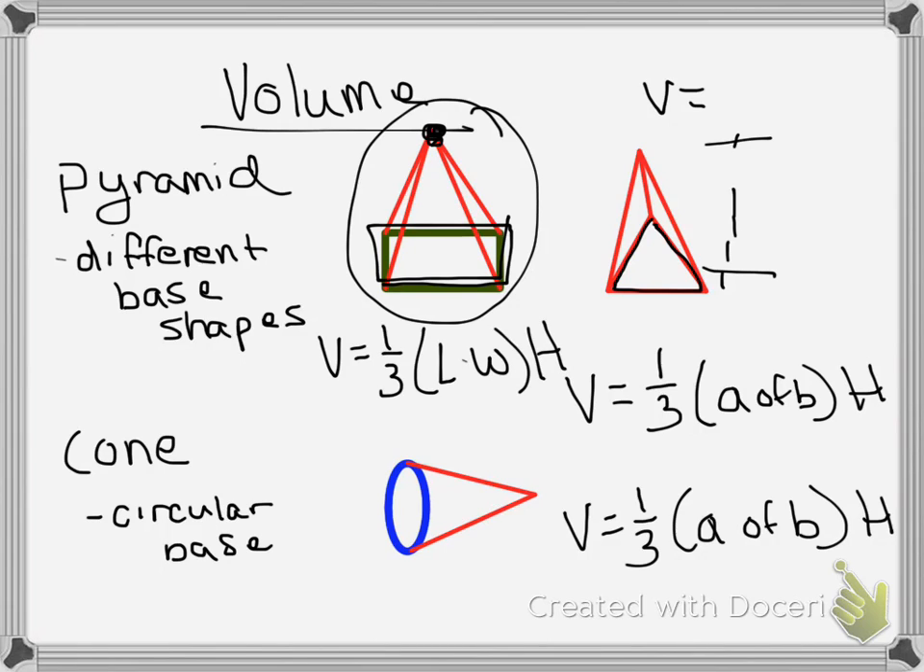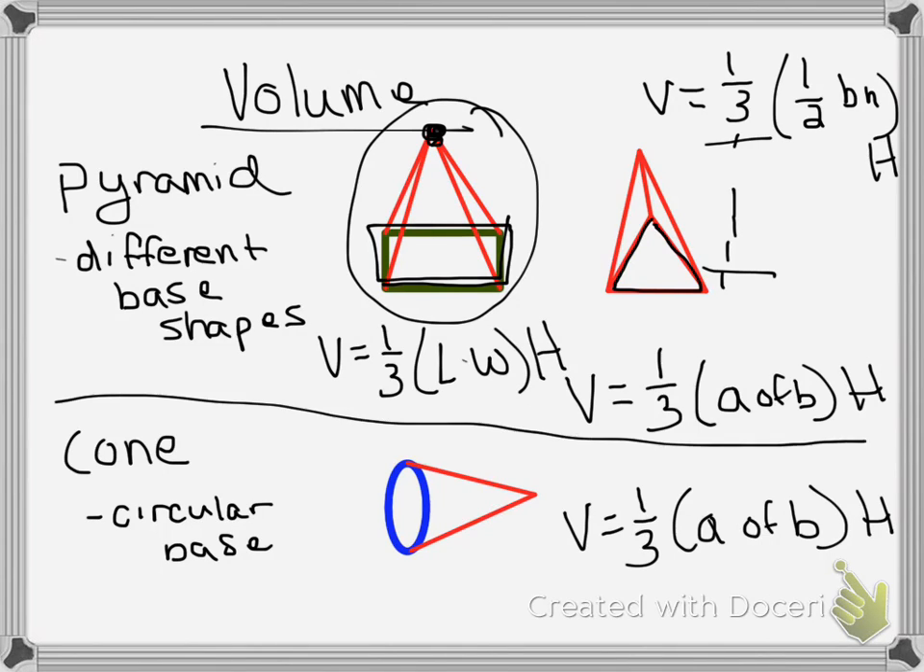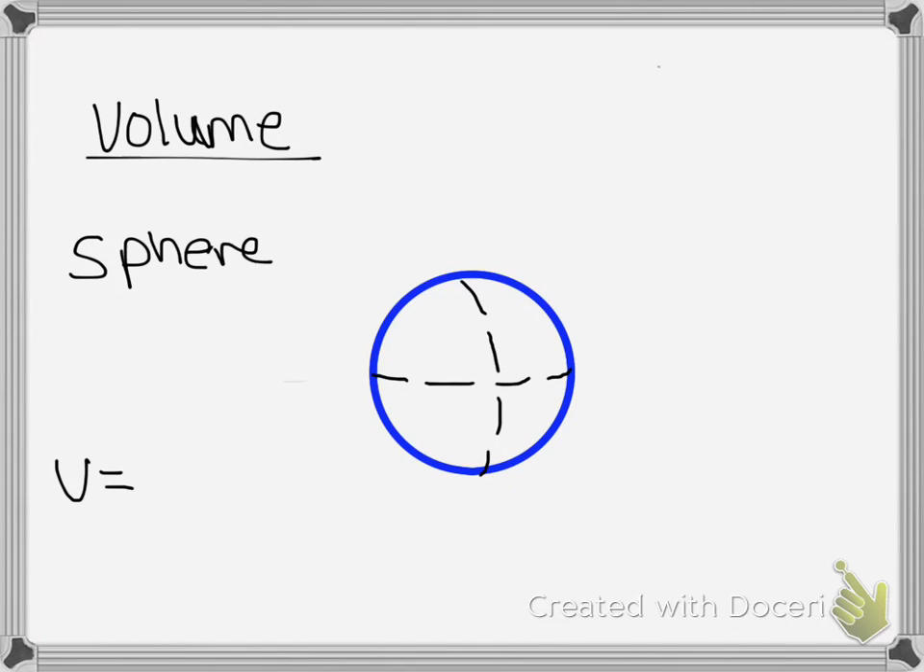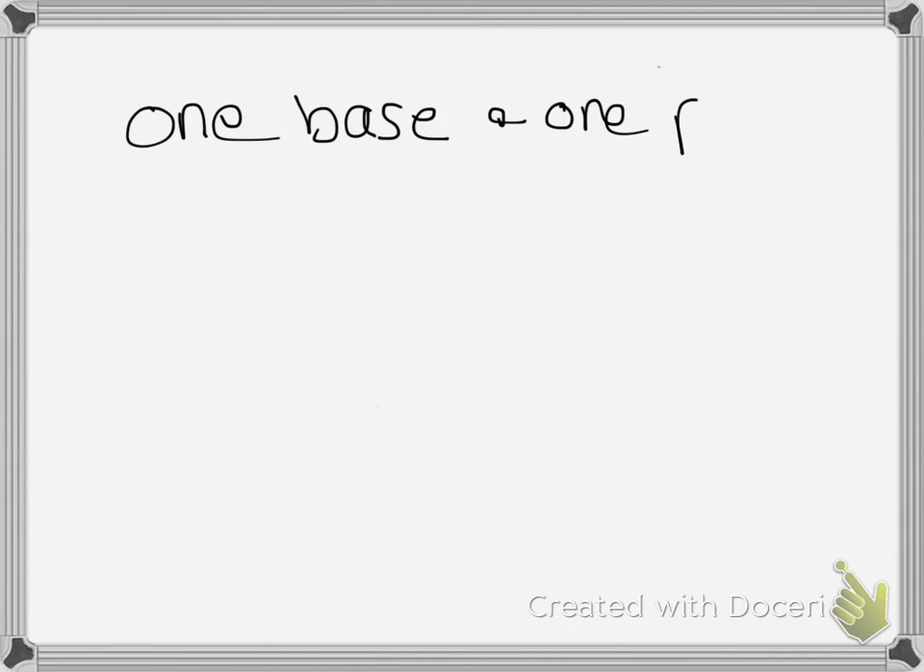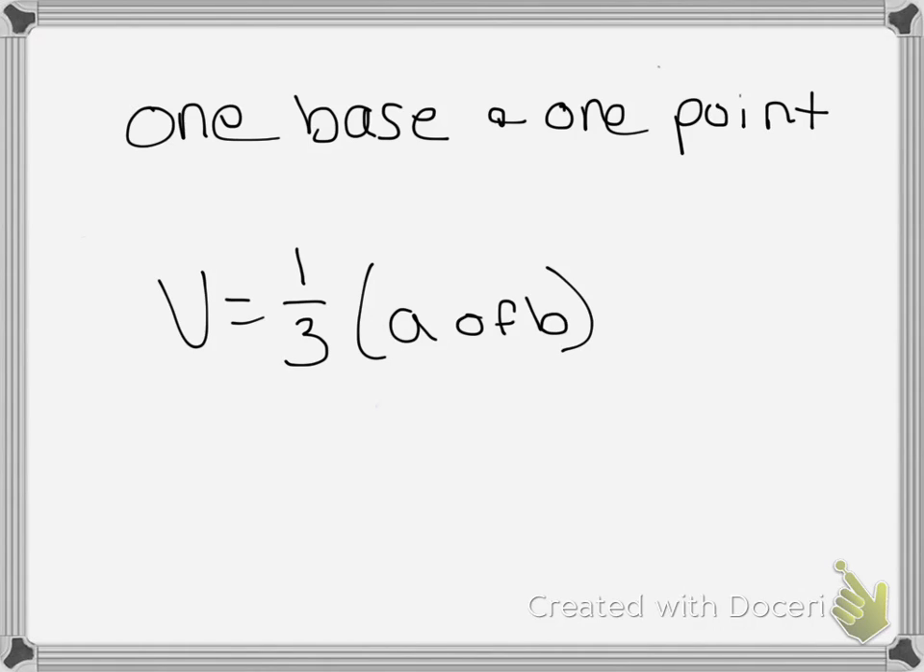And then for this one, it would be volume equals 1/3, and we already know that the area of the base is going to be 1/2 base times height times the height. Sorry, I ran out of room there. And for the cone, it'd be volume equals 1/3 pi r squared times height. You don't have to memorize each and every one of these formulas, and that's the beauty of it. If you have one base and one point, volume equals 1/3 area of the base times the height.